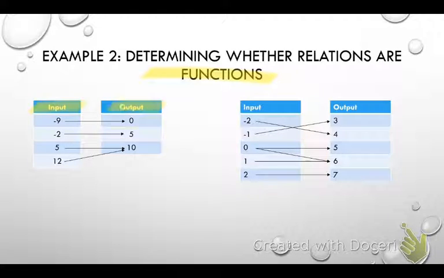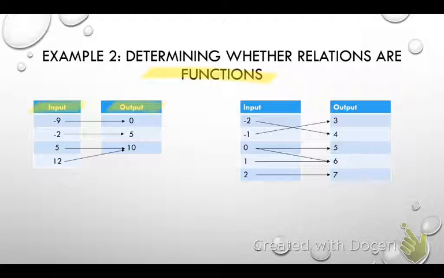Your input and your output, draw your arrows, and then we're going to answer that question. Is it a function? Okay. So my rule is each input has to have one output. Okay. So -9, what's the output? 0. -2, what's the output? 5. 5, what's the output? 10. And for 12, the output is 10.